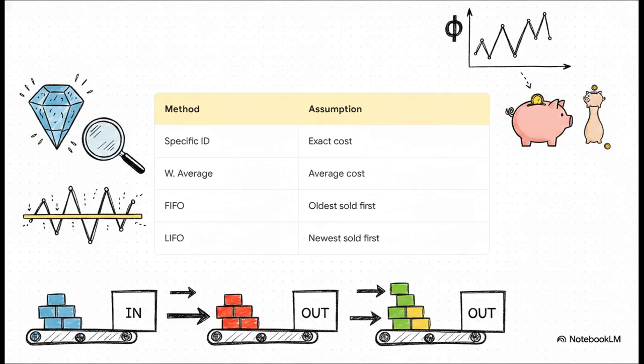Then there's weighted average, which is great for smoothing out price fluctuations over time. Next is FIFO, or first in, first out, assuming the oldest stock is sold first. And finally, LIFO, last in, first out, which assumes the newest stock goes out the door first. Keep in mind, the method a company chooses here is a massive deal. It can drastically impact their reported profits, especially when the price of materials is bouncing all over the place.